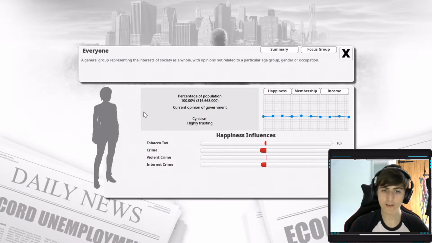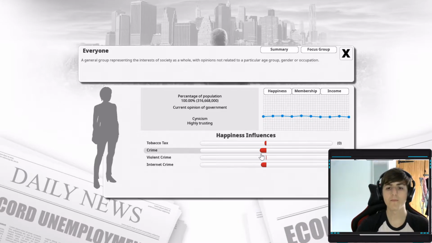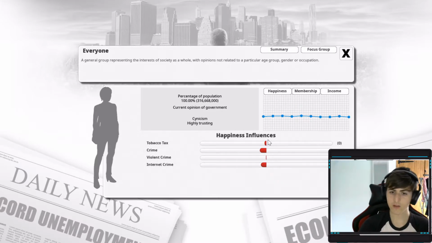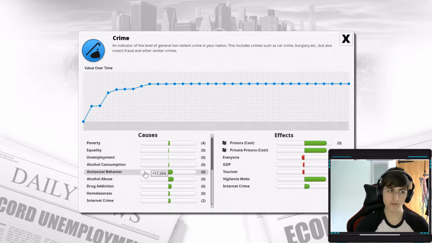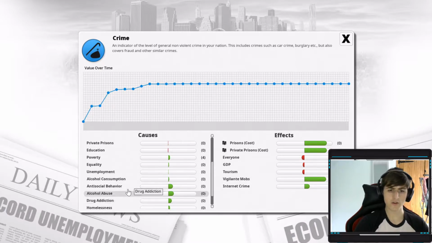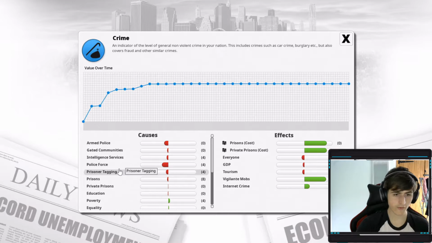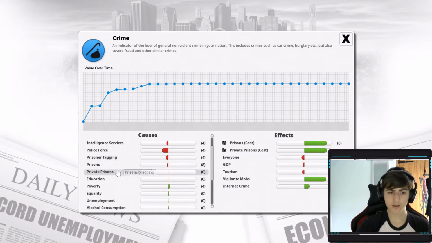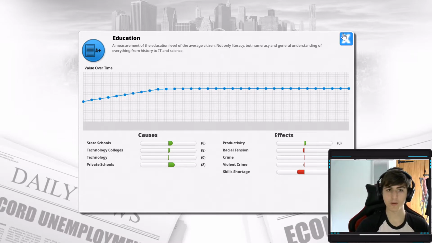But if we click into everyone, we can see certain things that affect everybody. So crime is a big one, and internet crime, as well as the tobacco tax. Crime seems to be a big problem at the moment, and solving that would make everyone a little bit happier with us. So we can have a look at the causes of crime: armed police, the police force, prisoner tagging, that all contributes a little bit to crime. And so does education. A more educated population means less crime.